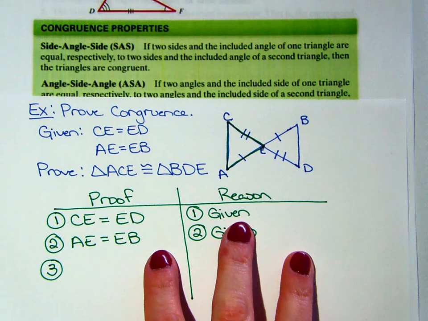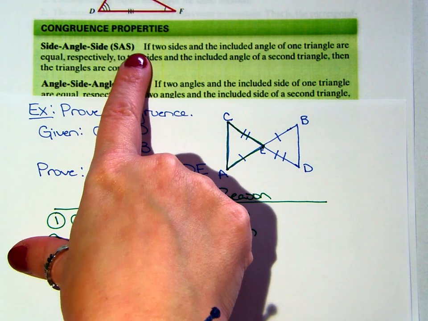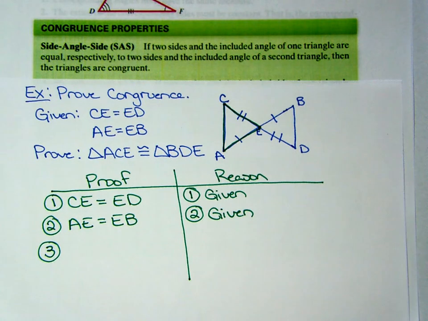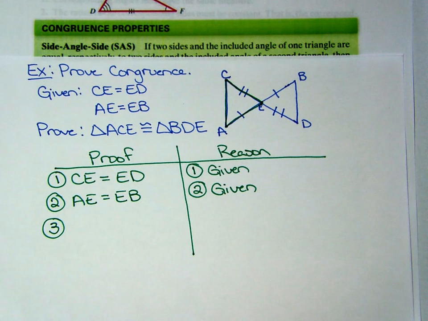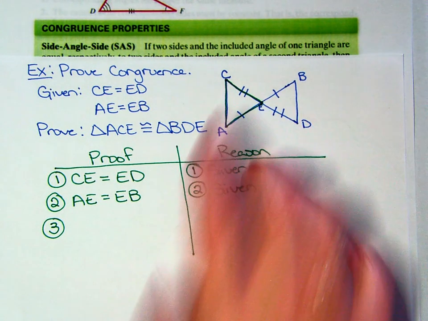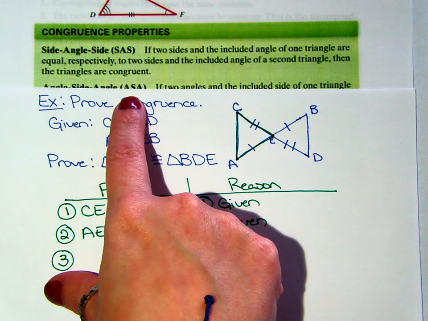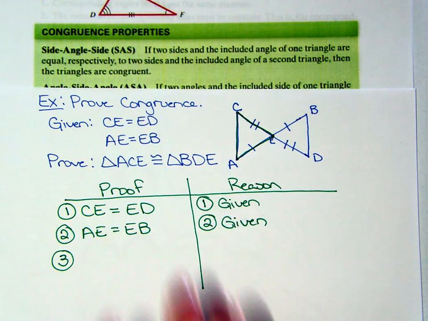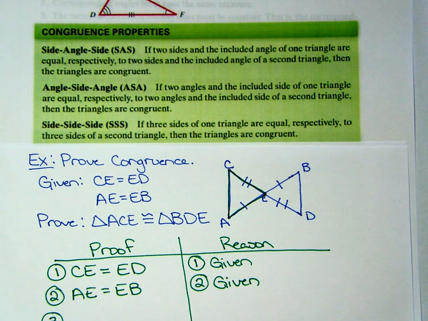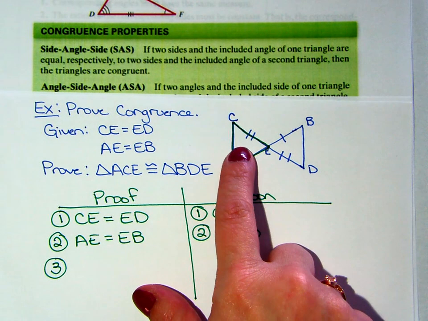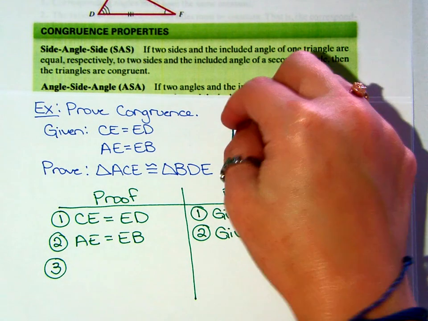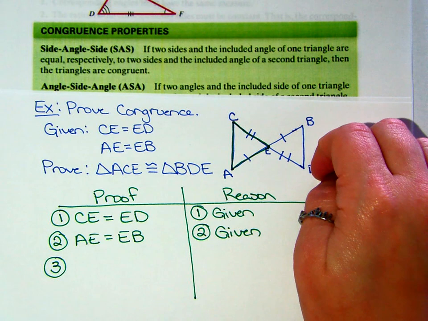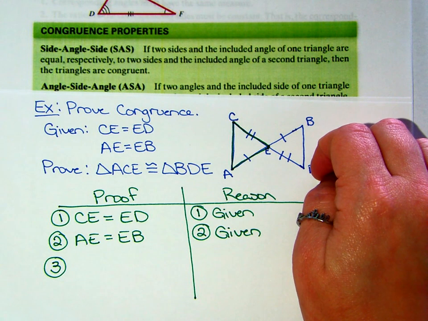To prove congruency, we either need to have angle, side, angle, or side, angle, side, or side, side, side. So right now, we have 2 sides. That's probably telling me I'm not going to use angle, side, angle. I'm going to use either side, angle, side, or side, side, side. For side, side, side, I'd have to be able to say absolutely that side AC equals side BD. I don't really have any way to prove that at this point. I'm not going to take a ruler and measure it. That's not how we do this.